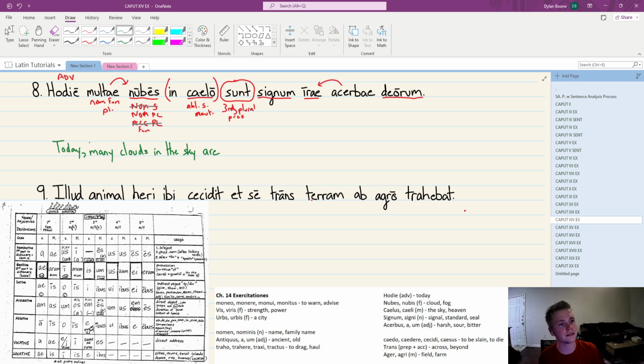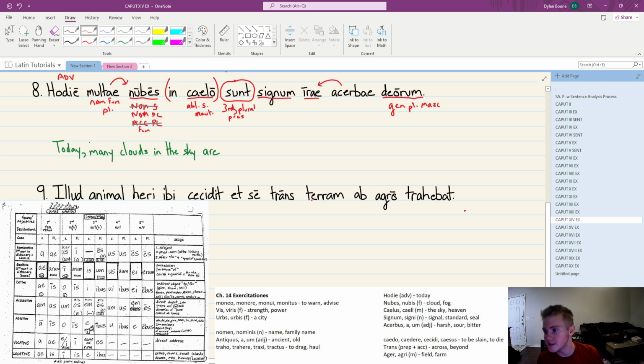Okay. So now we're down to the right half of the sentence. The easiest one to pick out here is deorum, from deus, God. So deorum, genitive plural, masculine, done, since it's second declension. Easy one to pick out. So we know of the gods.